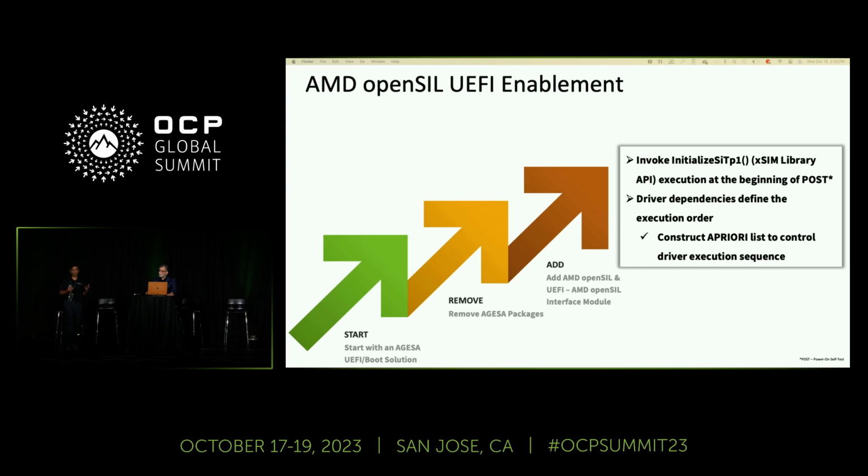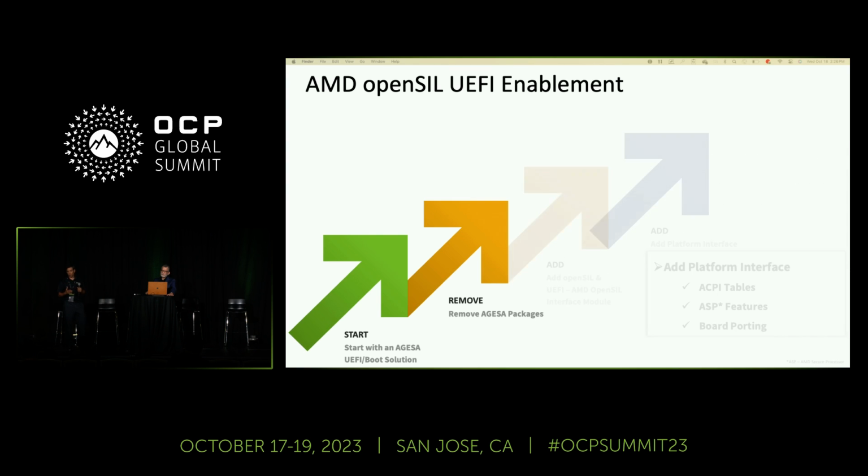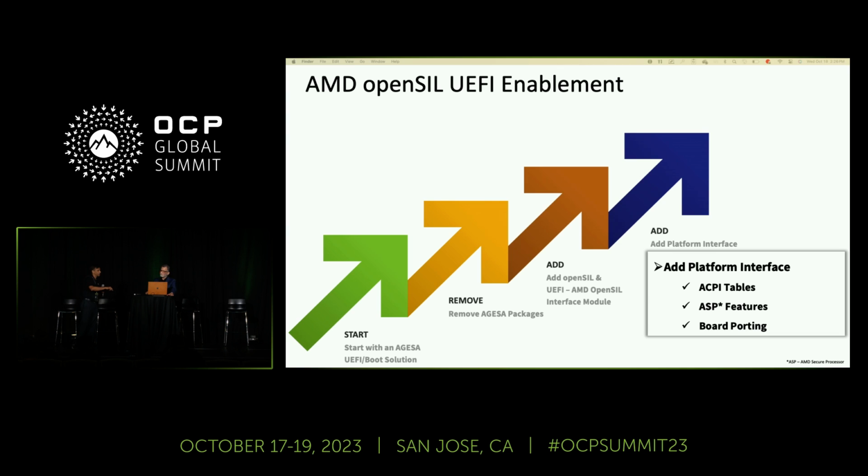So there are two OpenSIL repos AMD has published and open sourced. One is OpenSIL and another is UEFI AMD OpenSIL. So add these two repos as a Git module to your project, download the source, and include that in the Aptio Community Edition project.